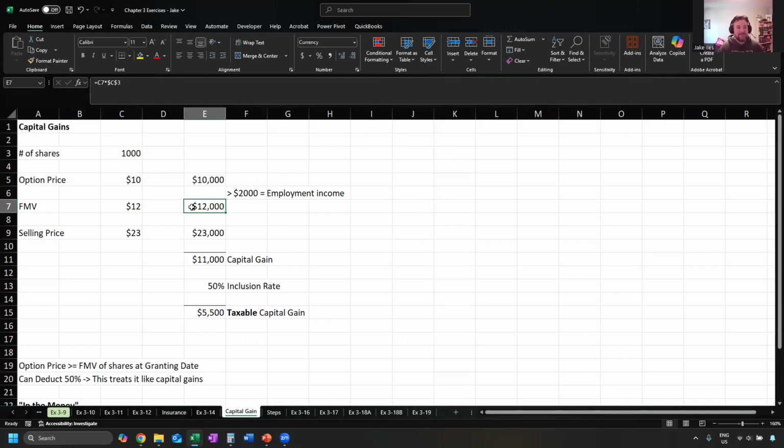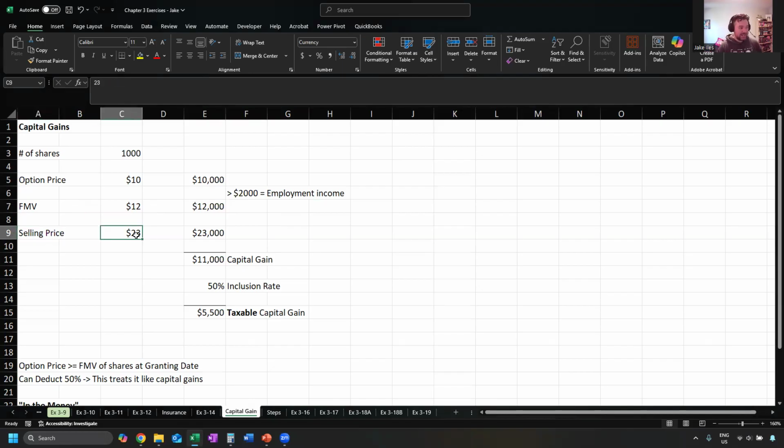That fair market value price becomes our cost base. Even though we paid $10,000, we recognize the difference in income. So our cost plus our employment income equals our cost base. So our cost base is still the fair market value.